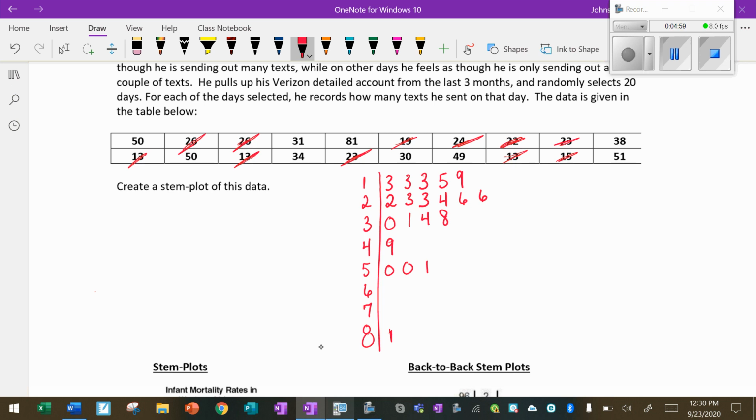So in this case, we create a key. And you can put it on the left here, over here, it doesn't really matter where you put it, but 1 line 3 represents 13 text messages. And that's the context part of a stem plot.